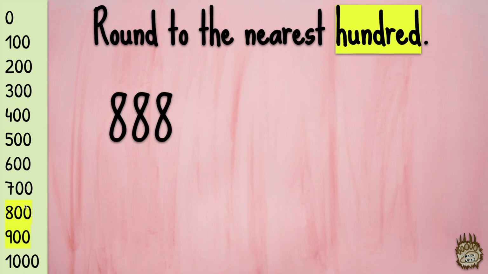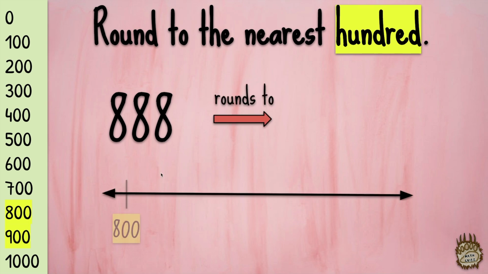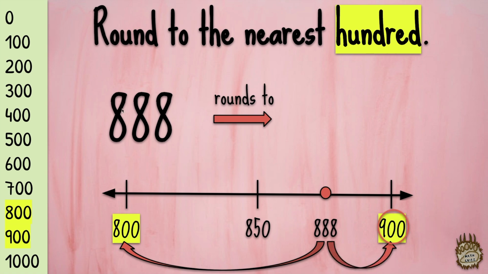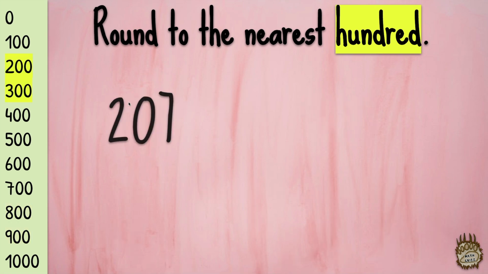888 falls between 800 and 900. Let's make a number line. 800, 900. Halfway is 850. 888 is going to be greater than 850 because 88 is greater than 50. So let's think, is 888 closer to 800 or is it closer to 900? It's way closer to 900. So we know that 888 rounds to 900.